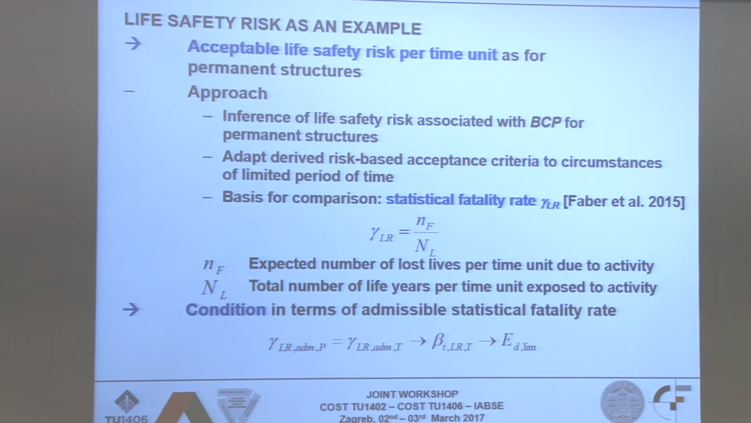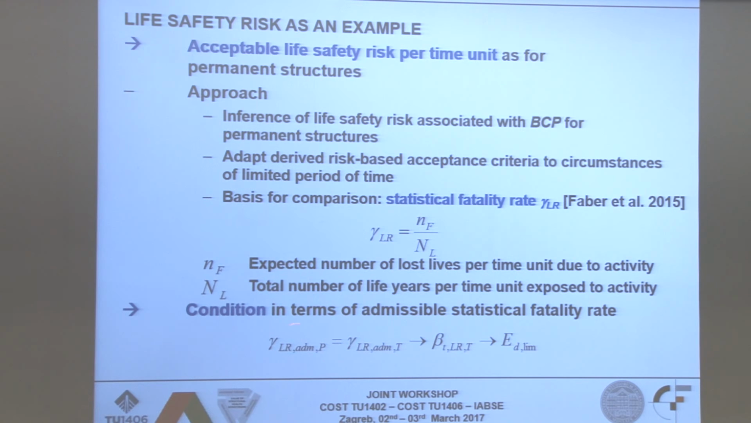To do so, we used as a basis of comparison the statistical fatality rate proposed by Baker, Ferguson, and Brunter 2 years ago, which is the ratio between the expected number of lost lives per time unit due to a given activity and the total number of life years per time unit exposed to the same activity. So now we can formulate our condition in terms of this statistical fatality rate.